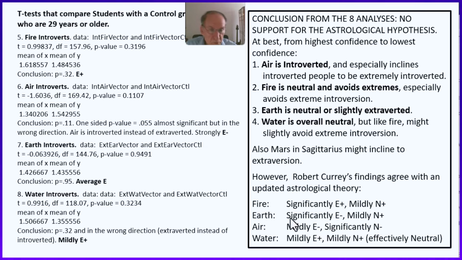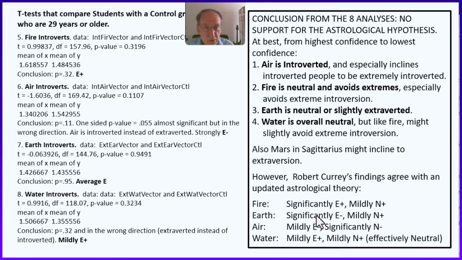I am not finding with my research that Earth is introverted, so that's not confirmed. We are confirming air is introverted, and water is effectively neutral, which I also found. So two of his findings are repeated in my research: air is introverted, and water is neutral. The others are not confirmed. I found fire stays in the middle, avoids extroversion and introversion, and earth is either neutral or slightly extroverted. So two of the elements are confirmed, two are not confirmed.